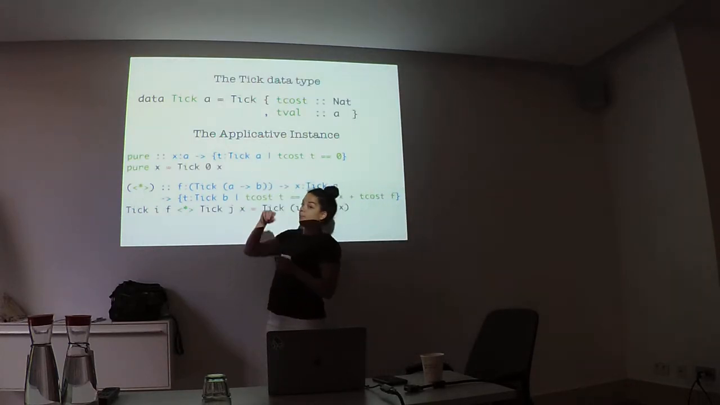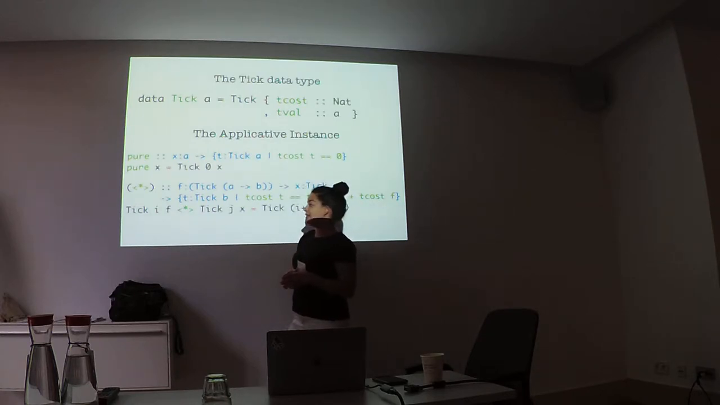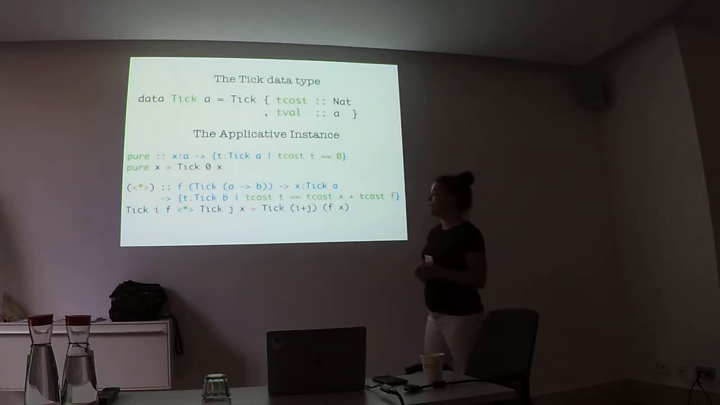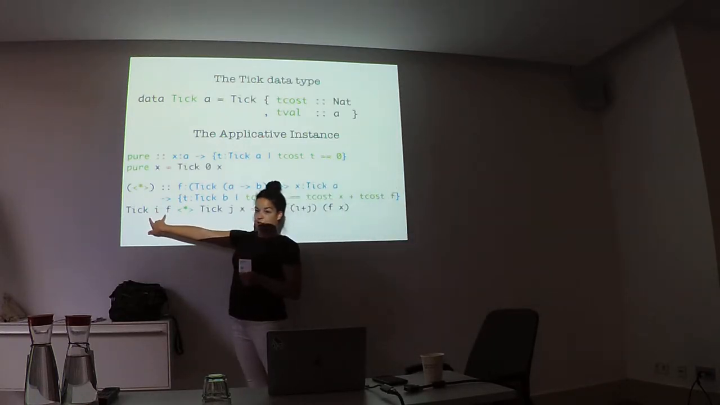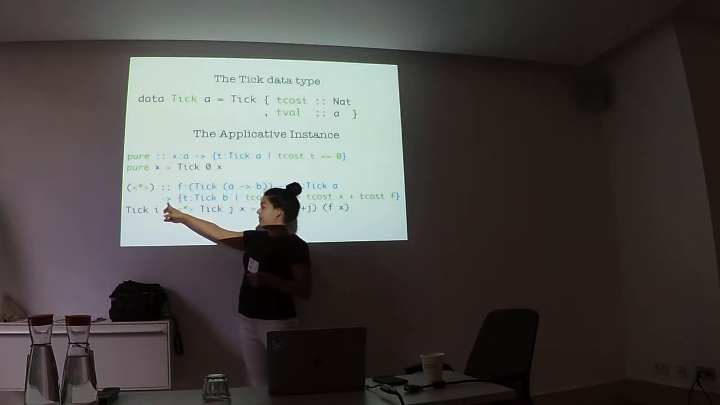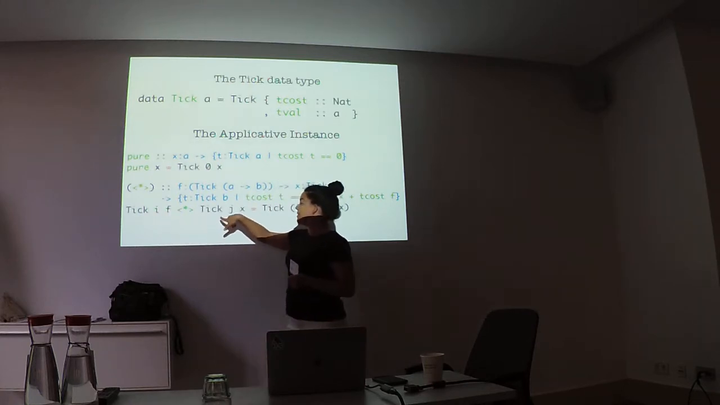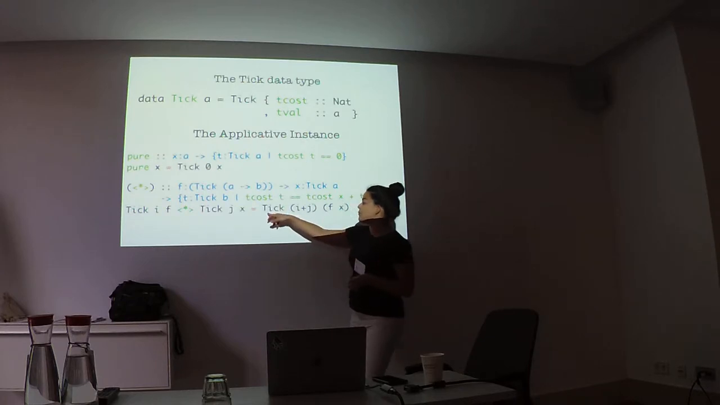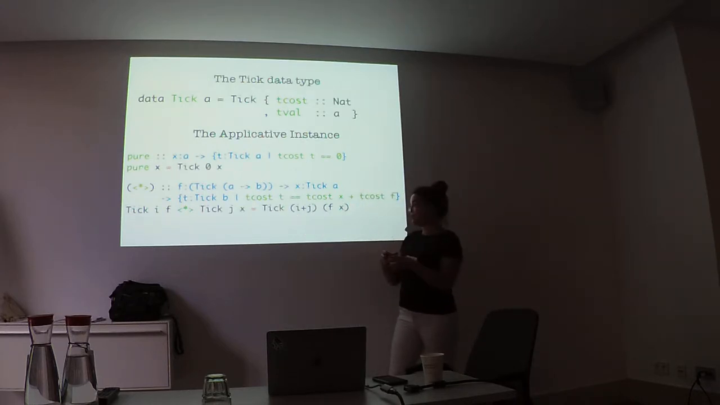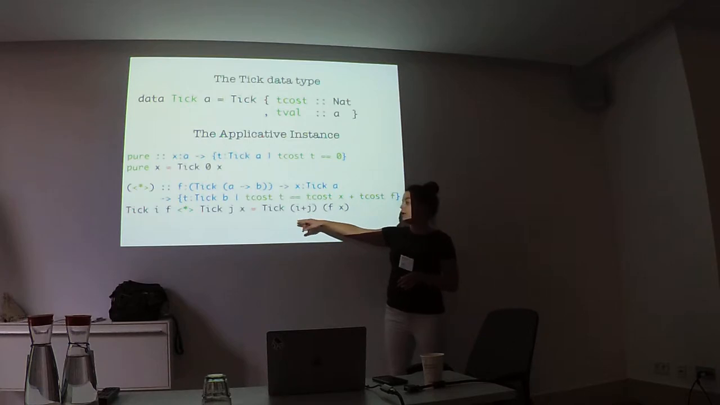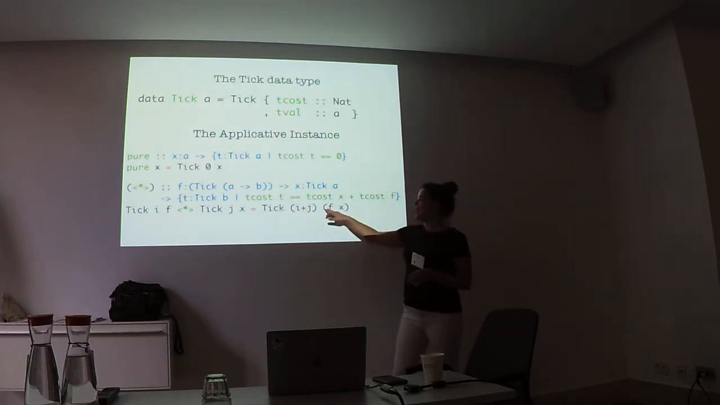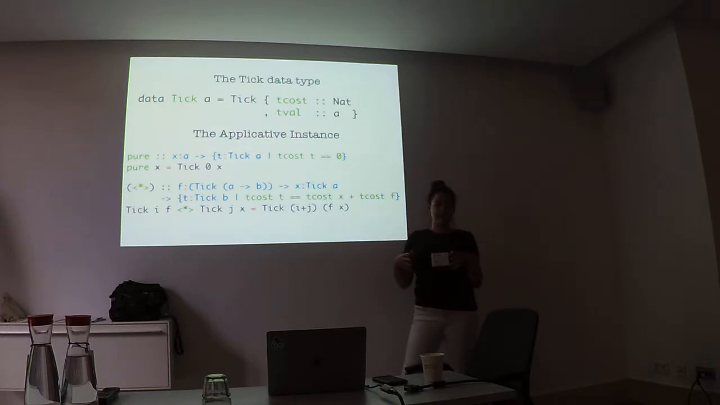The other applicative method is the apply, to combine ticked values. If I have a ticked function with cost i and value f, and then I have a second ticked value with cost j and a value x, to apply them I am collecting the costs. The cost of my application is the cost of i and j, and my value is the function application of these two results.